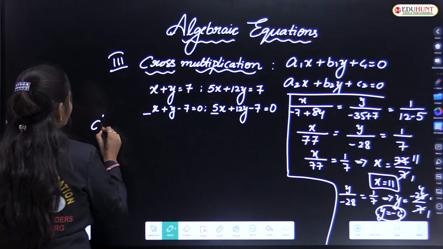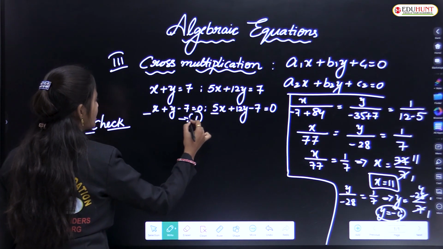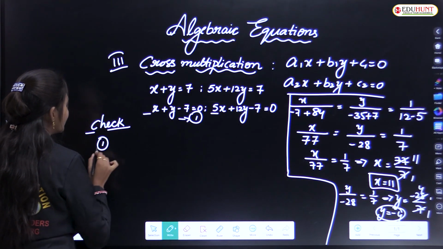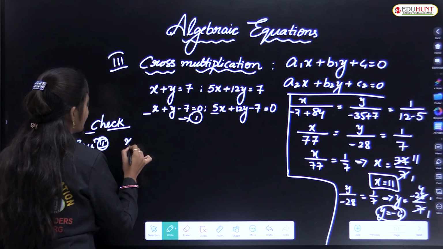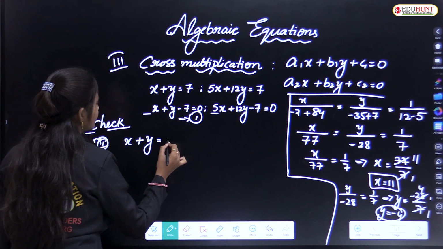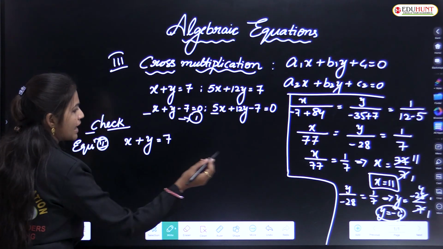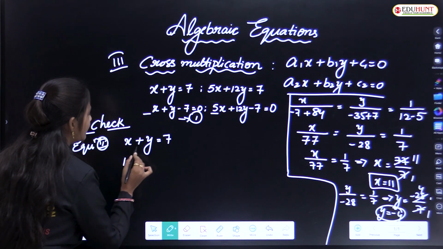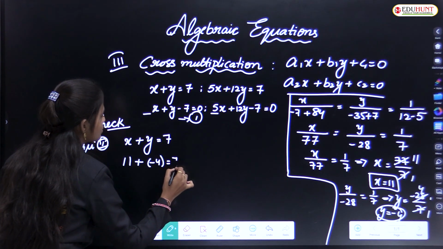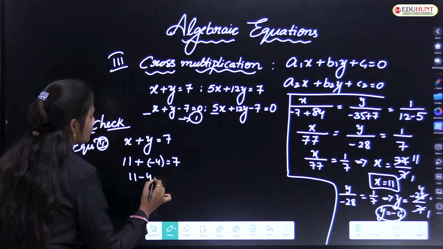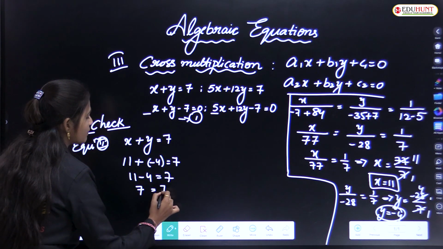Okay, so here checking process, equation number 1, no? So first equation I am going to take here. So what is that equation? X plus y is equal to 7, no? Minus 7 becomes 7. So the x value we got is 11 and plus y is equal to minus 4 is equal to 7. So 11 minus 4 is equal to 7.